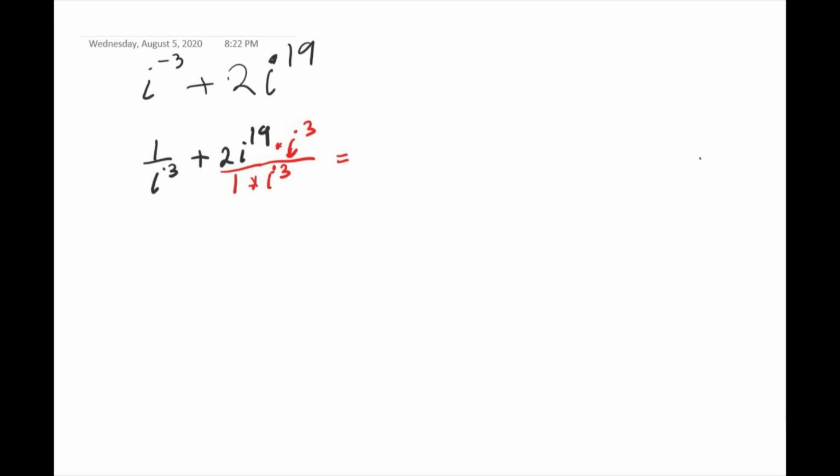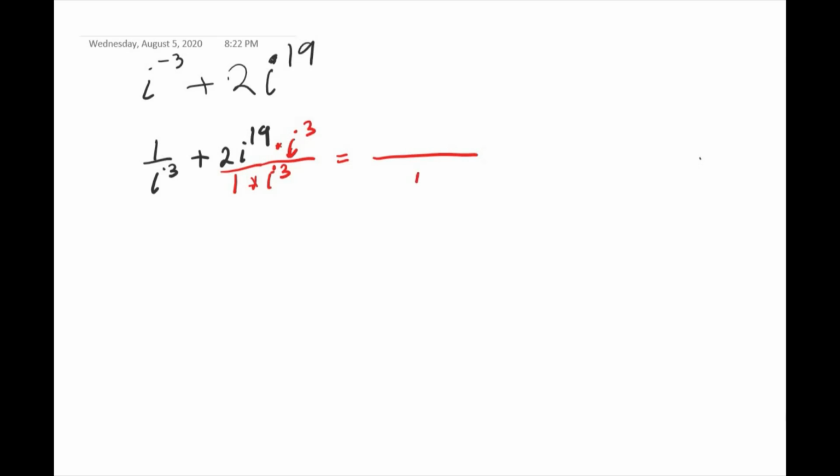The second step is to have a common denominator. So you see here the denominator is 1. To have the common denominator of i to the third, I'm going to multiply by i to the third and divide by i to the third. So I will multiply the numerator by i to the third and divide by i to the third, as if I did nothing. Next, I will try to rewrite it in a more simple way.